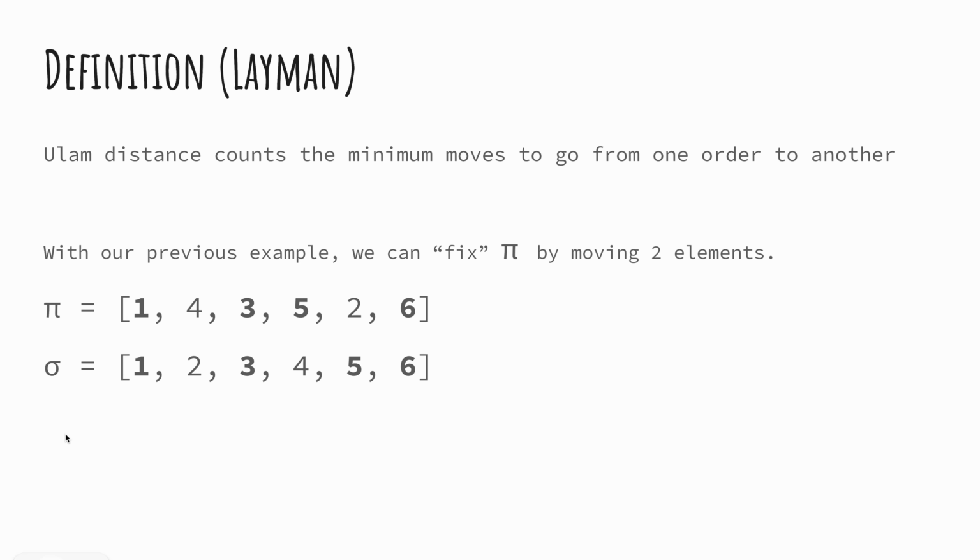And now let's get into the layman definition. So the Ulam distance counts the minimum moves to go from one permutation to the other. So in our previous example, we can fix pi by moving 2 elements.